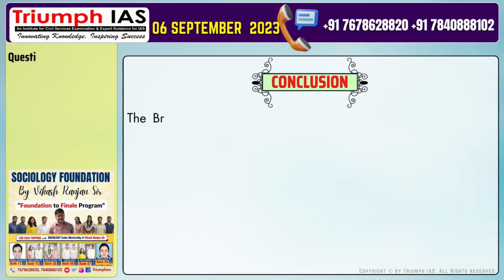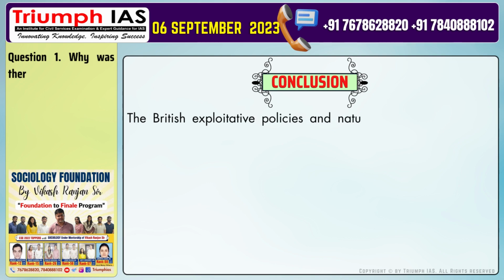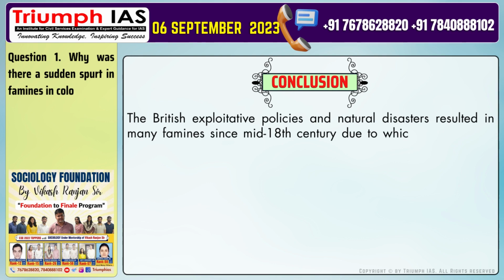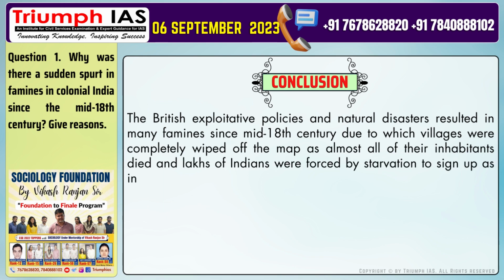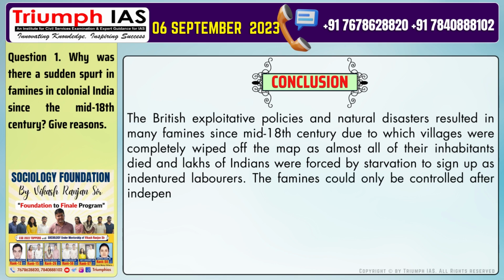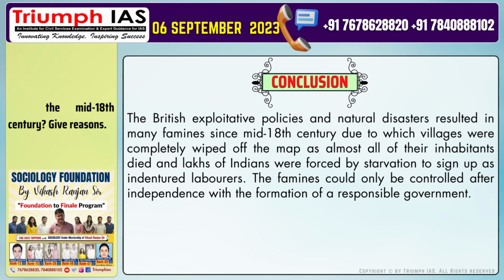Conclusion of the answer. The British exploitative policies and natural disasters resulted in many famines since the mid-18th century, due to which villages were completely wiped off the map as almost all of their inhabitants died and lakhs of Indians were forced by starvation to sign up as indentured labourers. The famines could only be controlled after independence with the formation of a responsible government.